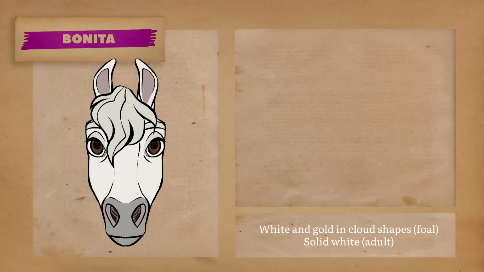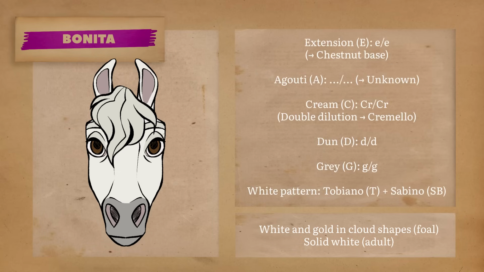Now, we'll start off with the most obvious option and then work our way from there. The most obvious option, as I said, is a double dilute Tobiano. And in this case, we're going to go for a Cremello. So if you have a look at her genotyping, she has to be a chestnut base in order to become a Cremello, which means lowercase e twice. Agouti gene? Currently unknown, and at this stage, not really necessary for the rest of the family tree. We'll leave it open for now.